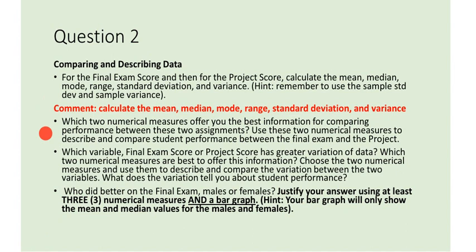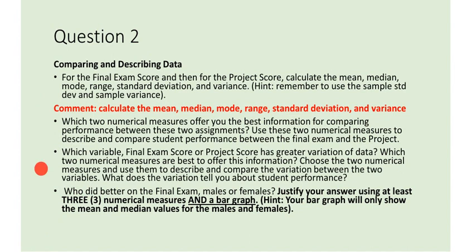After you've done this, decide which two numerical measures offer you the best information comparing the performance of these two assignments. Use the numerical measures to describe and compare the student performance between the final exam and the project, and be sure to tell me why. Don't forget, it's not just enough to say, well, we thought that the mean was a better measure. Why? Why do you think that's true?